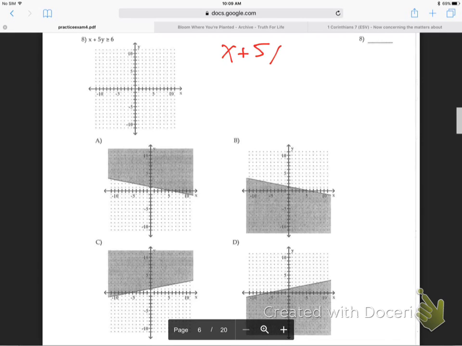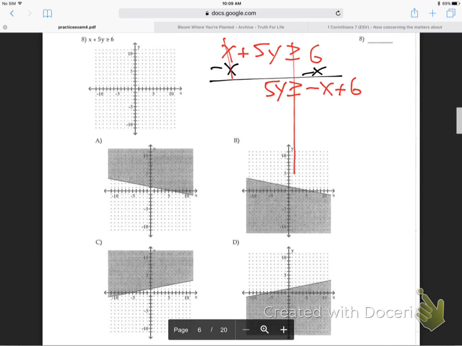x plus 5y greater than or equal to 6. So you know the deal. Want a graph? We've got to get y alone. So what's the first step to get y alone? Subtract the x. So that's gone. So 5y is negative x plus 6. Good. Now to finish getting y alone, divide through by 5.